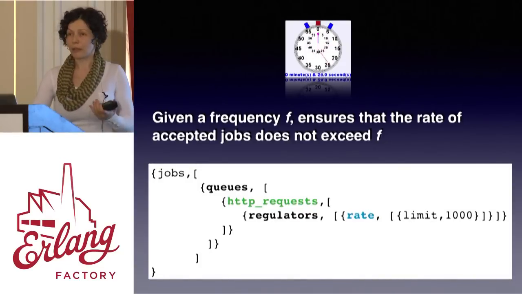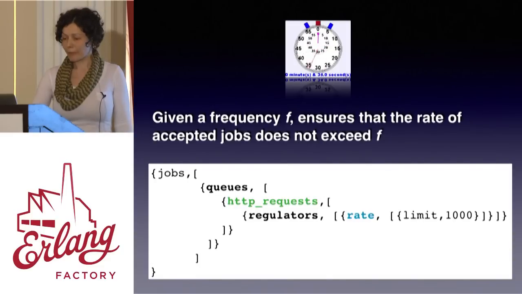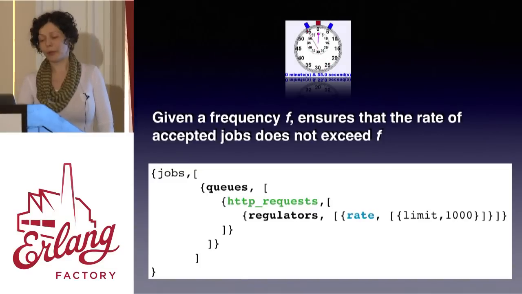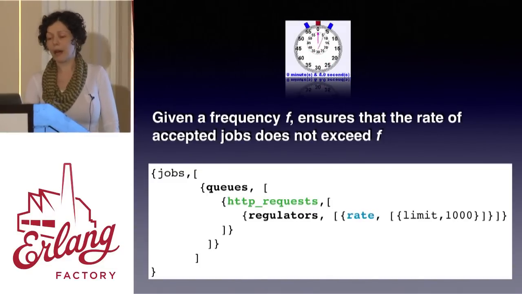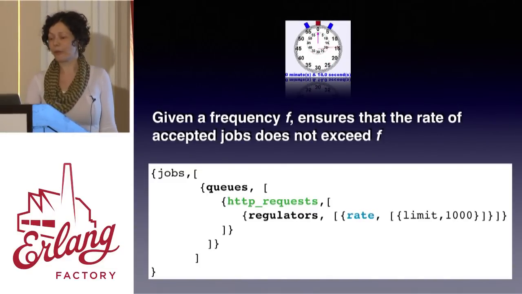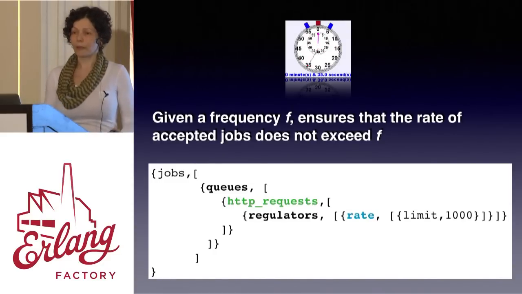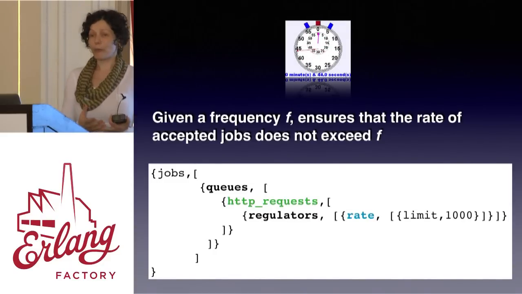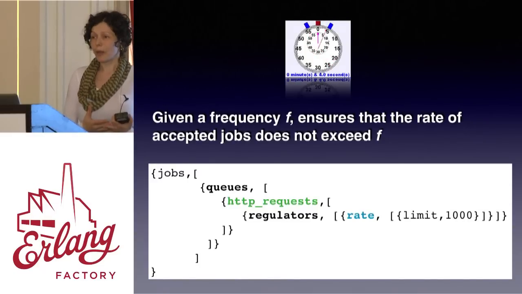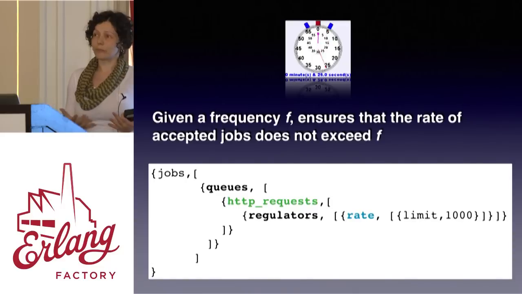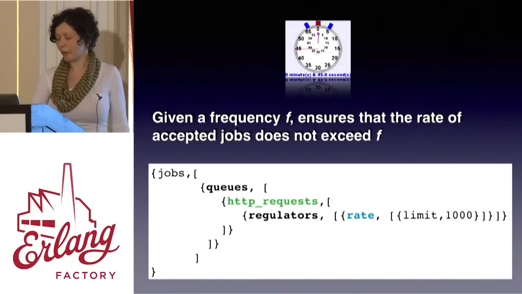This is how we set it up in the apps.config. We're going to create a queue called HTTP requests, and we are going to assign a rate regulator to it with a limit of 1,000 requests per second. This number, of course, is not something you're going to use. In order to come up with a good number, you need to test and measure your system and decide what is the optimal maximum pace your server can accept the requests at.